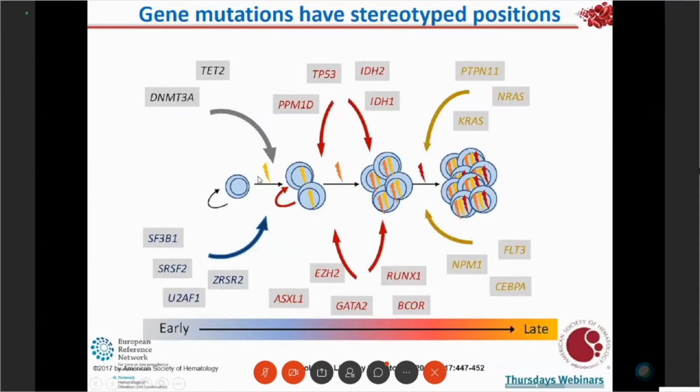Now, the mutations present in MDS have a stereotyped position during the progression of the disease. Some of them appear pretty early in the transforming cell, and then some others appear later, are added during the advancement and progression of the disease.